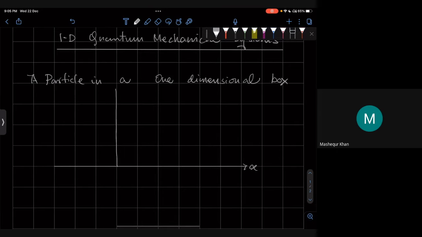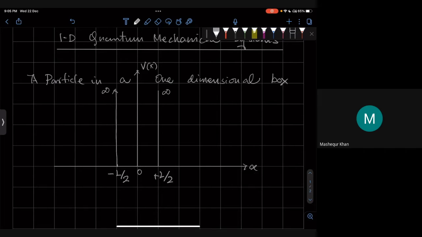Essentially what happened is that the potential went to infinity in most places, except for a small region in the middle, right? Where the potential was 0. So this was V of x, and this went up all the way to infinity, and this is plus L by 2, this is 0, this is minus L by 2.